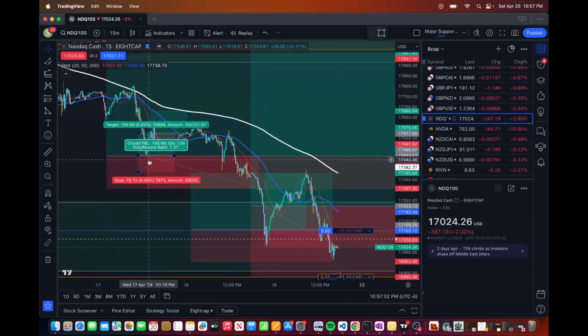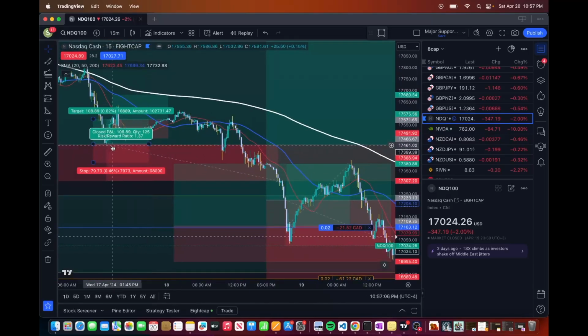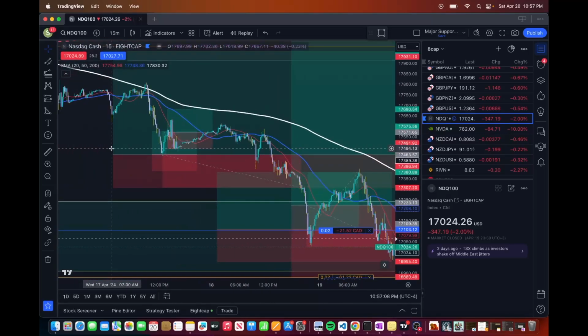Because look at that. That's a really good entry. There's barely any price action underneath this little bar. Right, so it's like, man, I don't know.